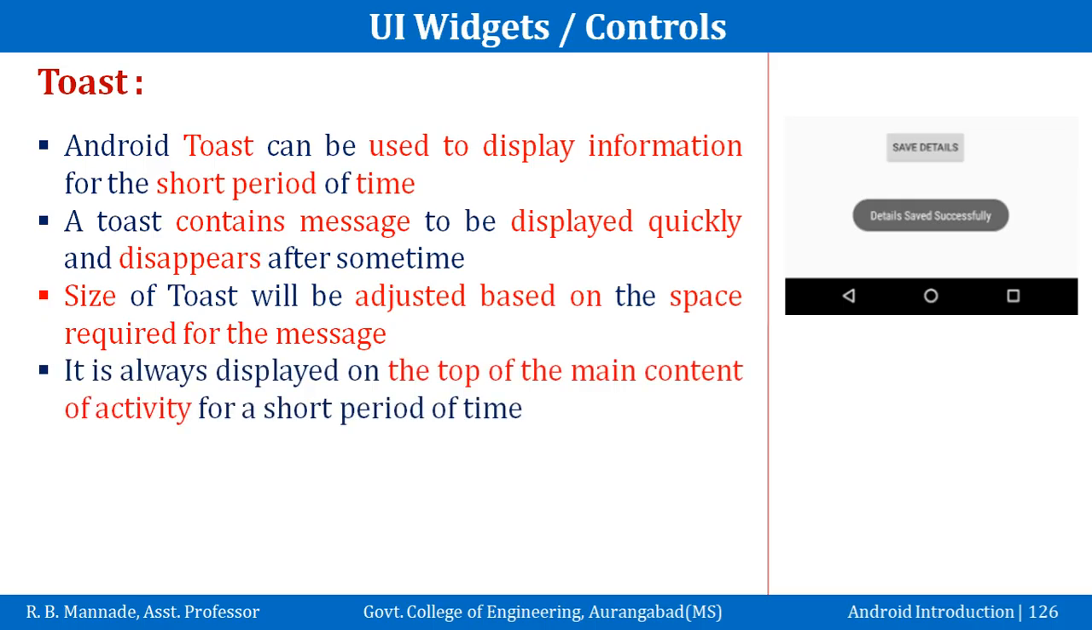Okay, and it is always displayed on the top of the main content of an activity for a short period of time. It means the priority of displaying a toast message is above all other activities in that particular application. For example, here in this particular case, whatever screen you are seeing in the background is one of the activities. But if you click on this button, then your toast message will be displayed upon all the activities. That is what is meant by the toast message being displayed on the top of the main content of the activity.